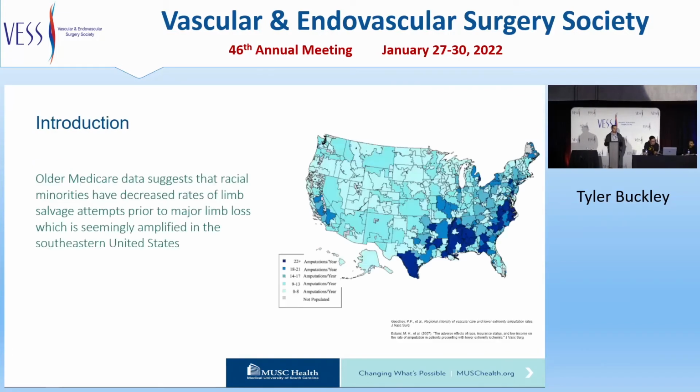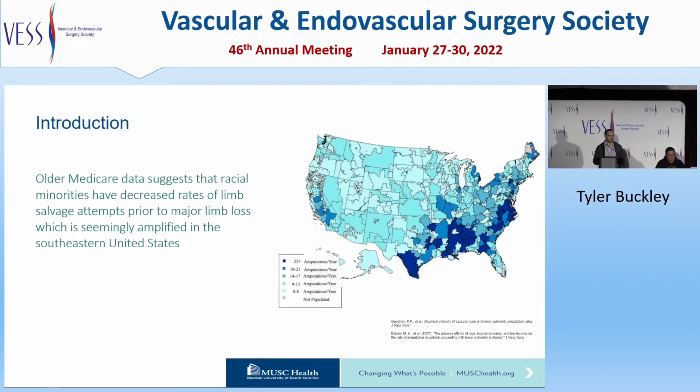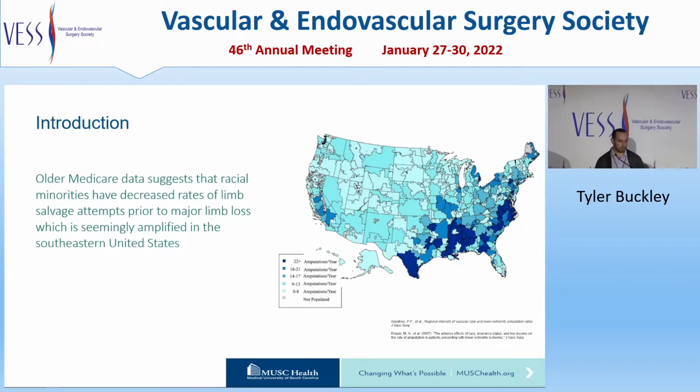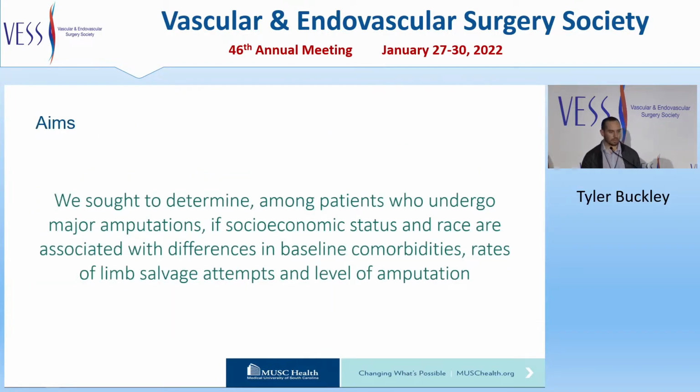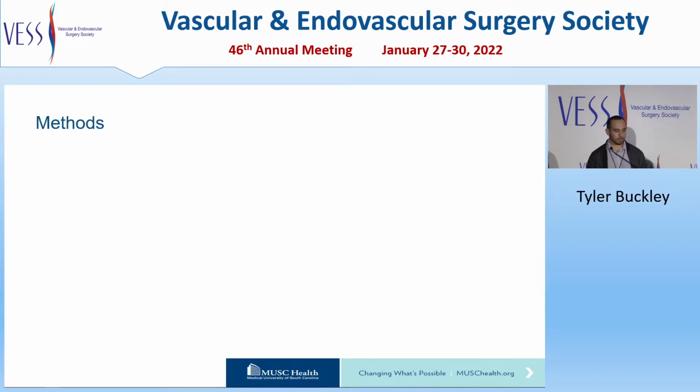I have no disclosures. Older Medicare data suggests that racial minorities have decreased rates of limb salvage attempts prior to major limb loss, which is seemingly amplified in the southeastern United States. Other studies have suggested an interplay between race and socioeconomic status contributing to decreased access to higher level vascular care. We sought to determine, among patients who undergo major amputations, if socioeconomic status and race are associated with differences in baseline comorbidities, rates of limb salvage attempts, and level of amputation.